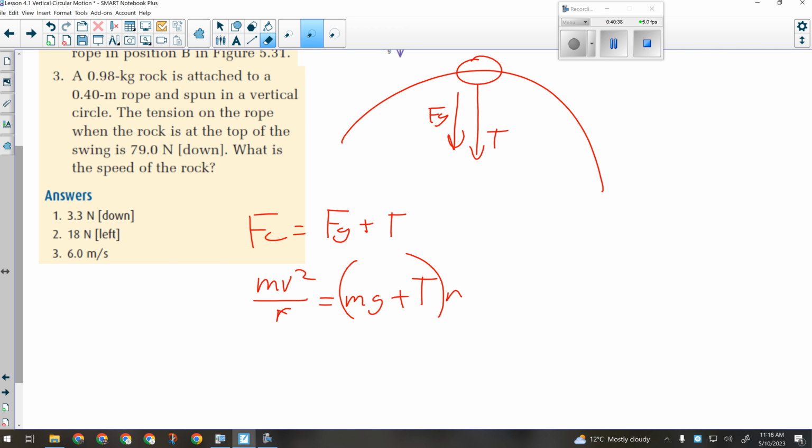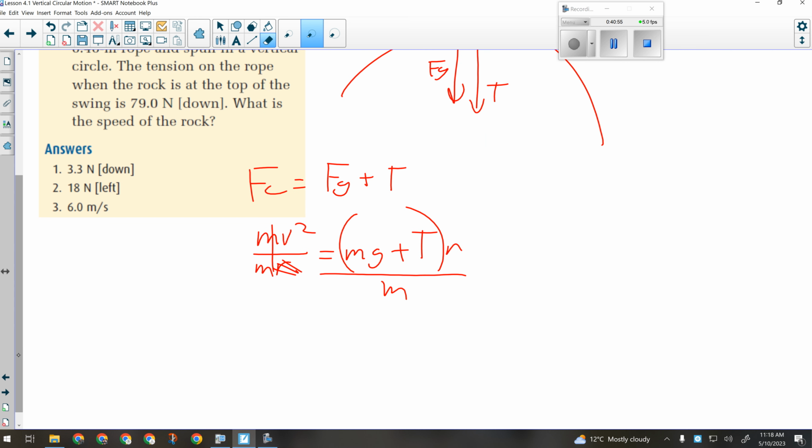So now r is over there, and now I'm going to divide both sides by m. M is not going to cancel here because it's part of that side, and there's an addition operation in there. This is why I'm saying this is a tricky manipulation. That solves for v squared, so I've got to square root that whole thing to get v. So v will be the square root of m times (g plus T) times r, over m.